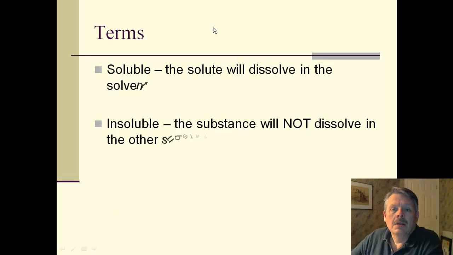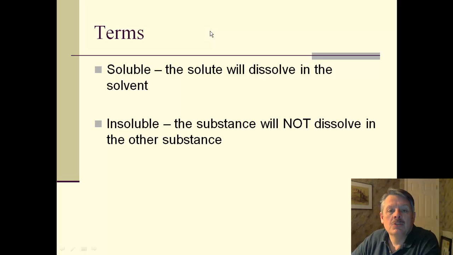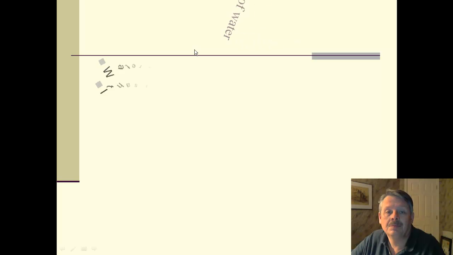All right. So we need to write some more terms down, so pause the video and write these down. Soluble, something is soluble if it will dissolve, if the solute will dissolve in the solvent. It's insoluble if it will not dissolve in the other substance. Okay? So salt, for example, will dissolve in water, but it will not dissolve in gasoline, for example.